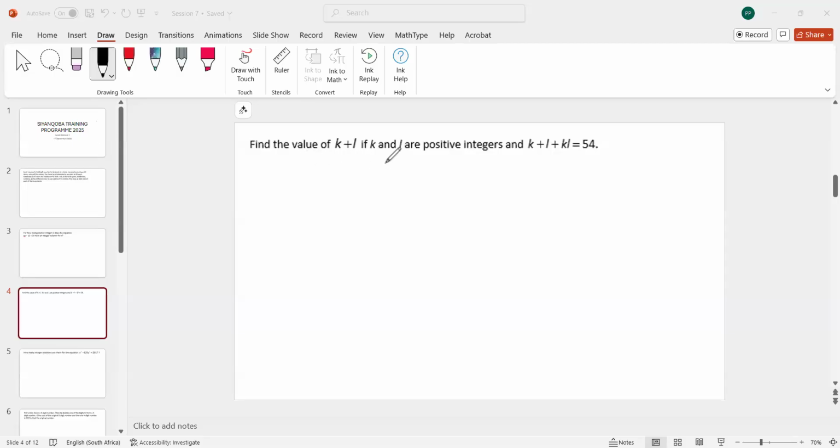Now, find the value of k plus L if k and L are positive integers, and you've got some equation involving this.